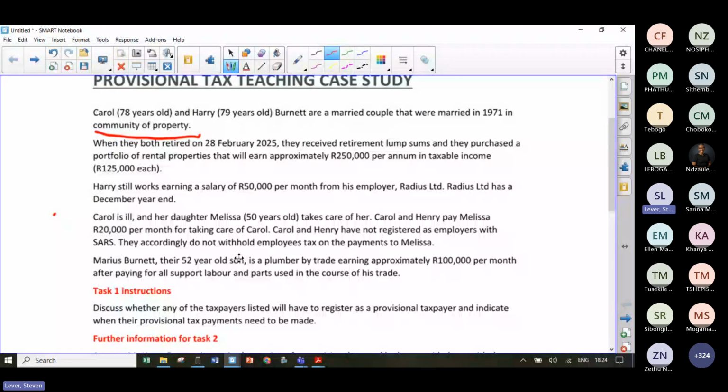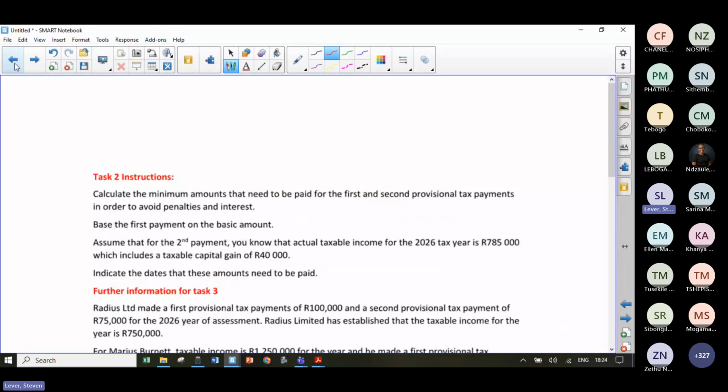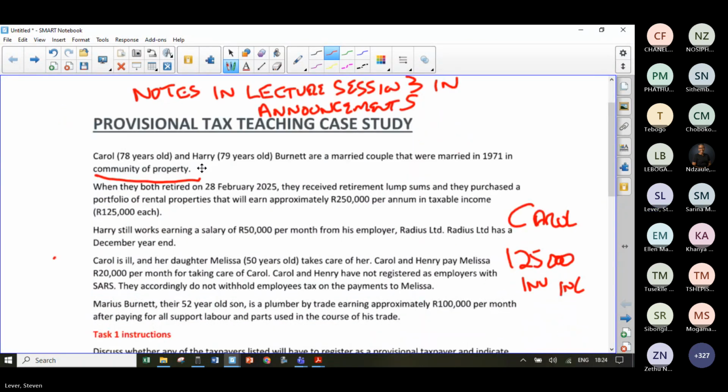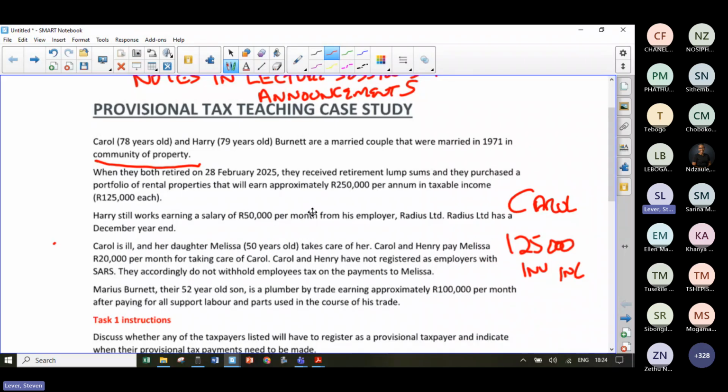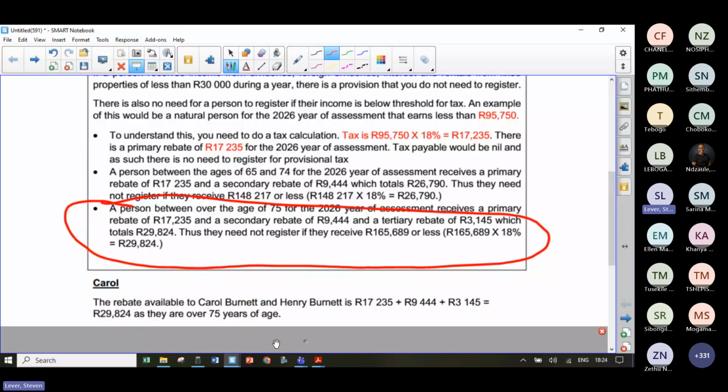So let's just do Carol first. What has Carol got? She's got 125,000 Rands worth of investment income. And let's just unpack what we know, guys. Essentially, what's going to happen with someone that's in this situation? If you earn more than 30,000 other income, not subject, normally you need to register unless you're not required to register. So let's just have a look at what it says for Carol.